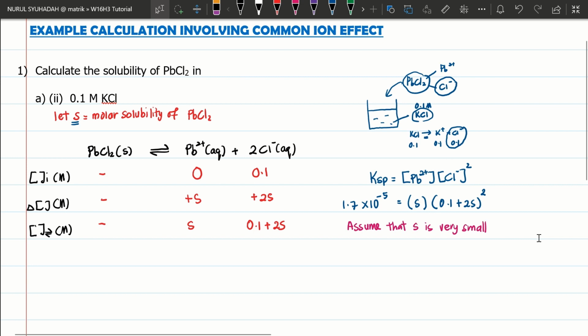Okay, kenapa penting dekat sini? Disebabkan kita assume the S is very small, kita boleh kata 0.1 plus 2S is around the value of 0.1. Yang ini adalah untuk memudahkan kita punya calculation. And this assumption awak hanya akan buat untuk slightly soluble salt saja, untuk ionic equilibria. Untuk apa? Solubility saja. Okay, maybe some of you look into your lecture note, maybe ada yang refer kepada lecture note dan mungkin setengah buku rujukan.